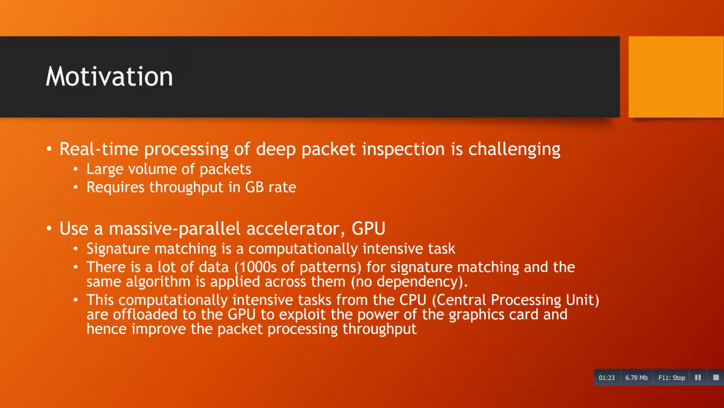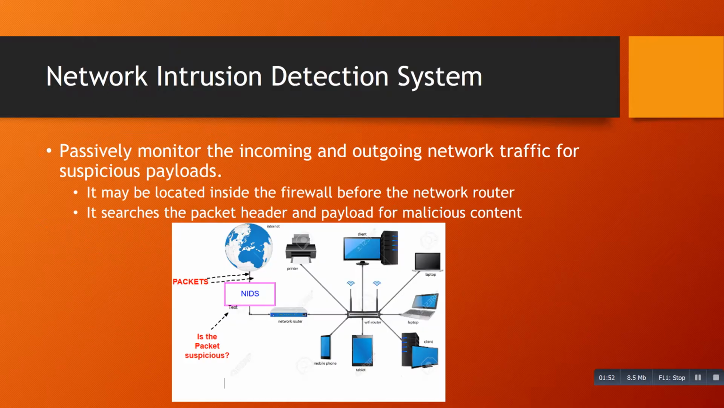There is a lot of data and thousands of patterns for signature matching. The same algorithm is applied across them. There is no dependency between the instructions. So if there is no dependency, we can use the GPU. Those computationally intensive tasks, such as signature matching, are offloaded to the GPU to exploit the power of the graphics card and hence improve the packet processing throughput.